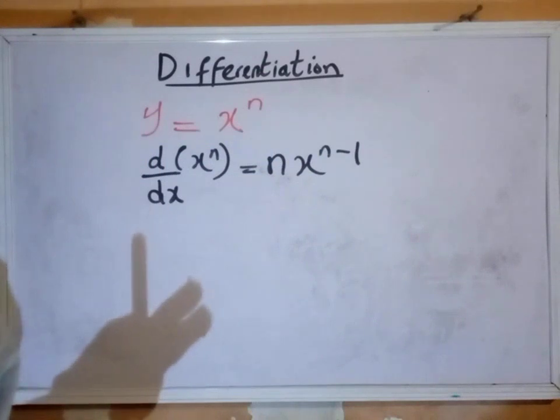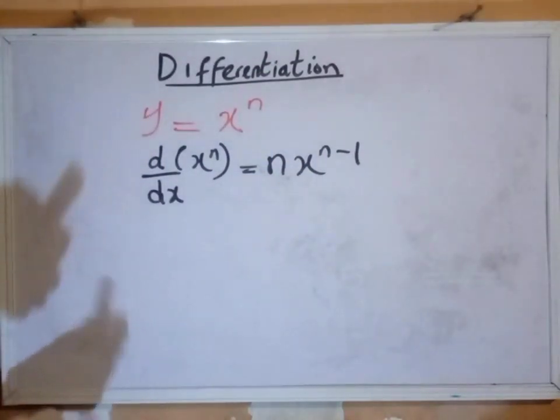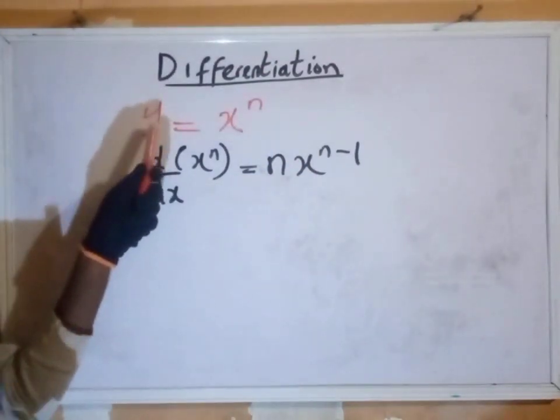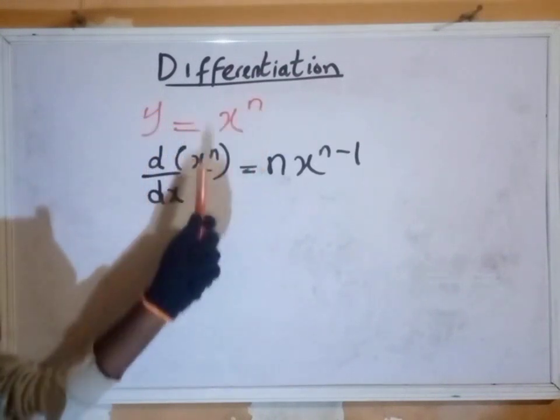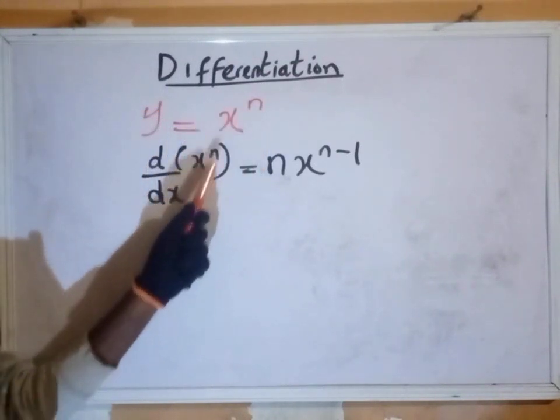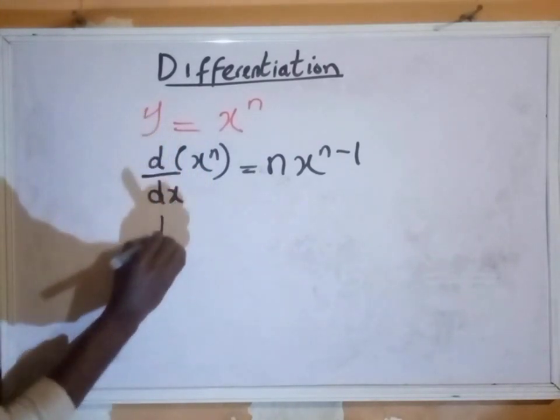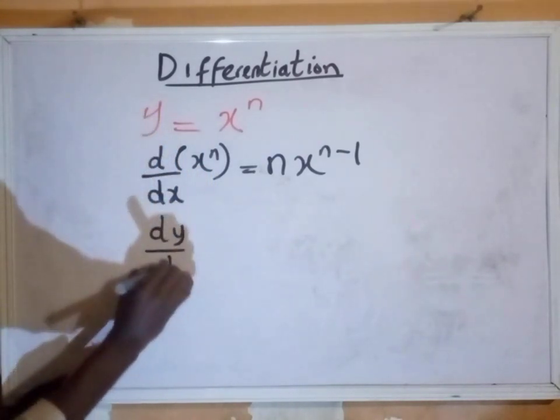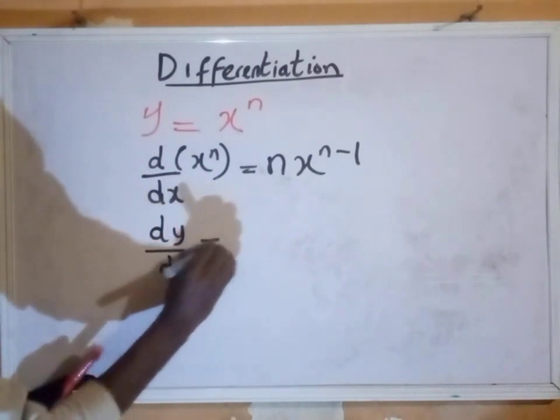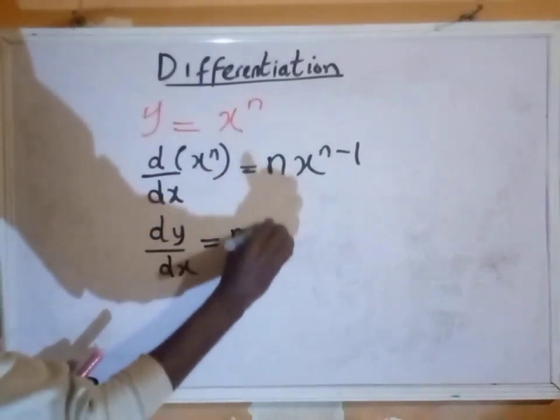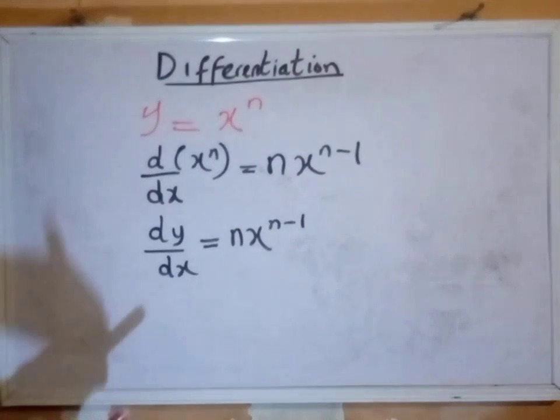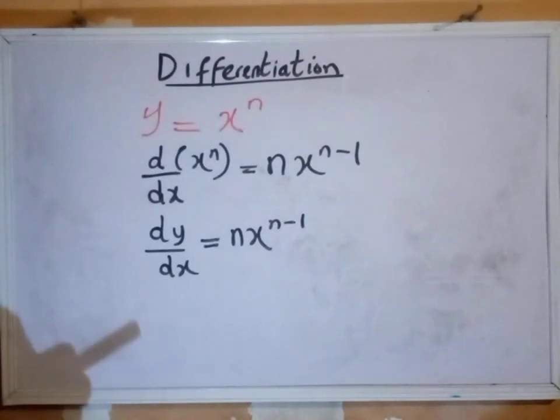So here is the standard formula for the derivative. From this assumption, I said y equals x raised to the power n. I used x raised to the power n here, which means I can replace this x raised to the power n with y. Therefore you have dy upon dx equals n x raised to the power of n minus 1. So here is the standard formula for differentiation.